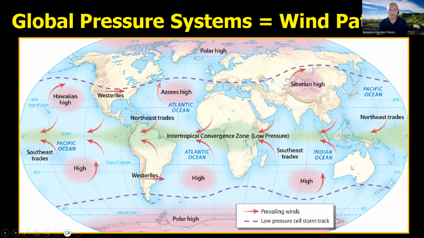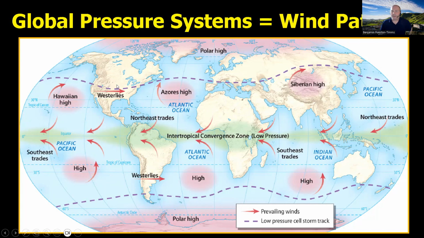And as it comes down, it has to go somewhere. It gets like a pressure pushing down. So some of the air gets pushed back to the equator where it picks up moisture. It's warm and it picks up moisture and it becomes the northeast trades. And in the southern hemisphere, the southeast trade winds, and they come back toward the equator. Other air is pushed to the north or the south, and that creates the westerlies. So you can see the Hawaiian high over here. Some air is being pushed toward the westerlies, and some is being pushed toward the northeast trade winds.